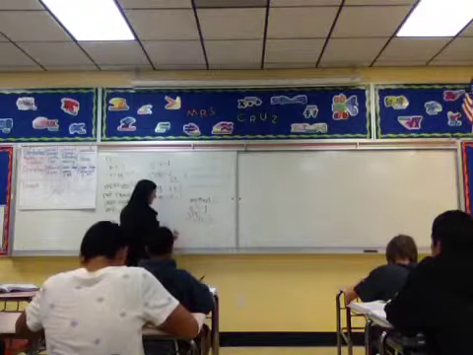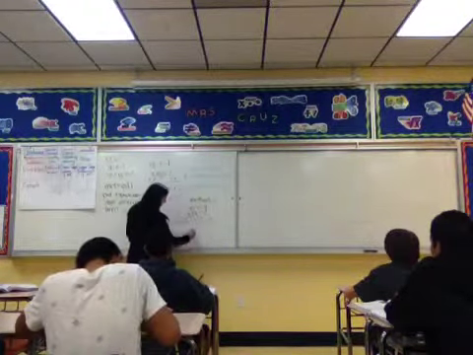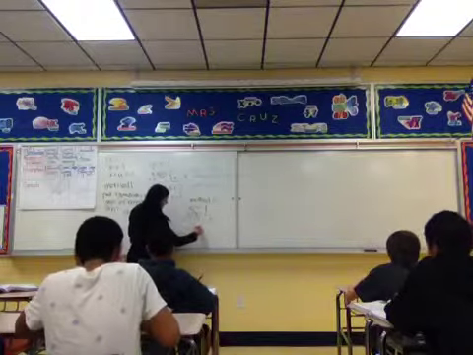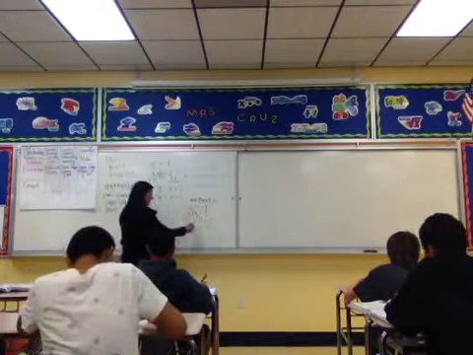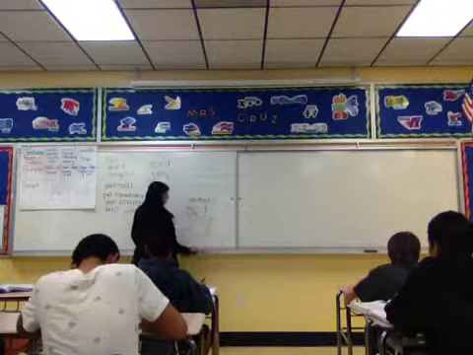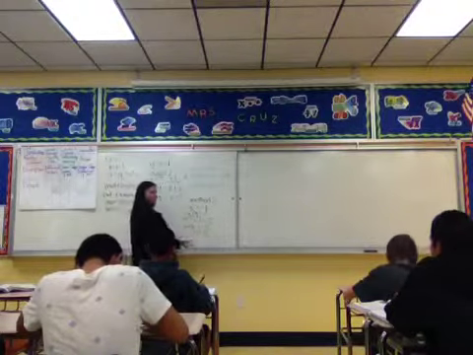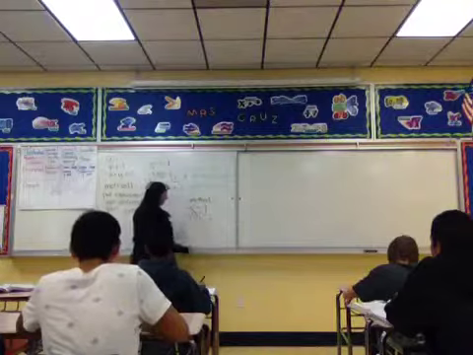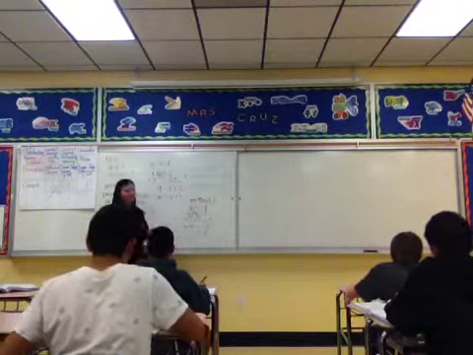Distribute. Okay, so if we have negative x and we know there's no symbol here, we're going to add x. So what happens here? It cancels, so we have negative 1 equals 2. Is that true? Does negative 1 equal 2? No. So then we know that our answer is inconsistent.